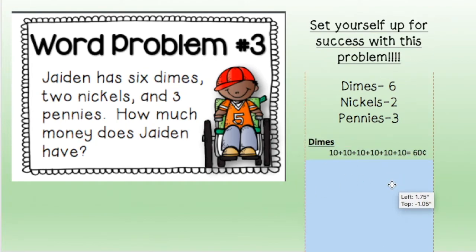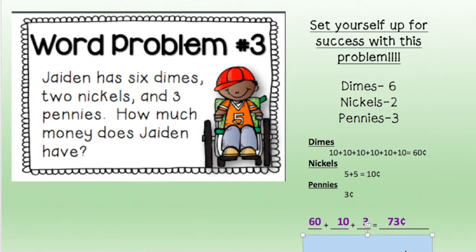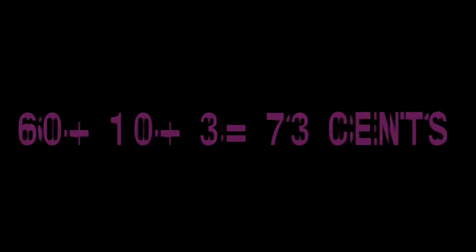We know a dime's worth 10 cents, which means we can add up 10 plus 10 plus 10 plus 10 plus 10 plus 10 to get 60 cents. Next, let's do nickels. We know nickels are 5 cents a piece. So 5 cents plus 5 cents is going to be 10 cents. Pennies then, 3 pennies is 1 plus 1 plus 1, giving us 3 cents. That helps me to figure out we need to do 60 cents plus 10 cents plus 3 cents in order to get our grand total of Jaden's money, 73 cents.